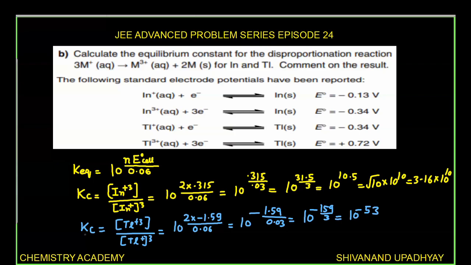And from the standard condition, we can find out from the equilibrium constant value, because we are saying that delta G naught is minus 2.303 RT log equilibrium constant. So here they are asking about the value of the equilibrium constant. In the first case, this is 3.16 into 10 to the power 10. And in the second case, it is 10 to the power minus 53.